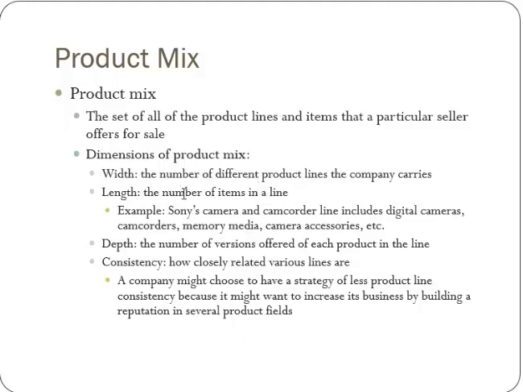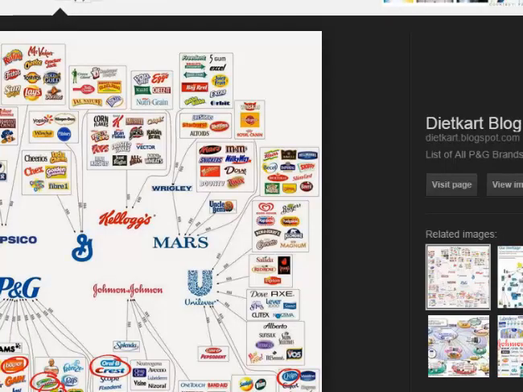The length is the number of items in a line. Sony, for example, sells camcorders, digital cameras, memory media, accessories, etc. You sell not only a product, but everything that the consumer needs to deal with that particular product. Then you have depth, the number of versions offered of each product.